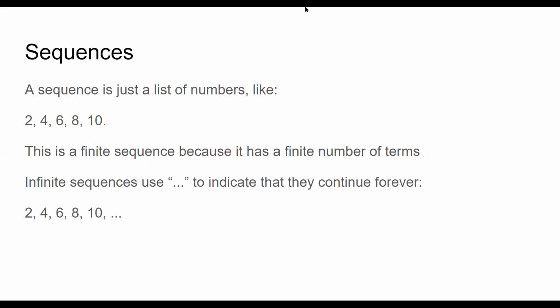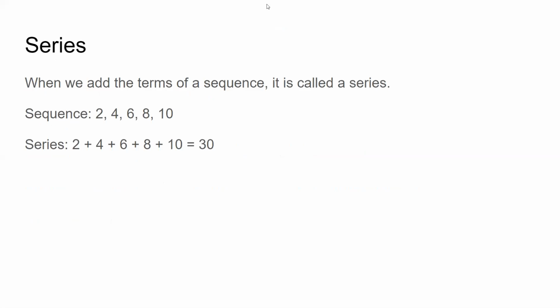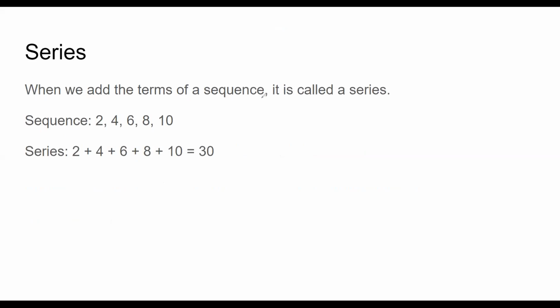But we also have infinite sequences that continue on forever, and they use a dot dot dot to show that it just continues going and going. So a series is basically adding all the terms of the sequence. So if our sequence was 2, 4, 6, 8, and 10, the series version of that would be adding 2, 4, 6, 8, and 10, which is 30.